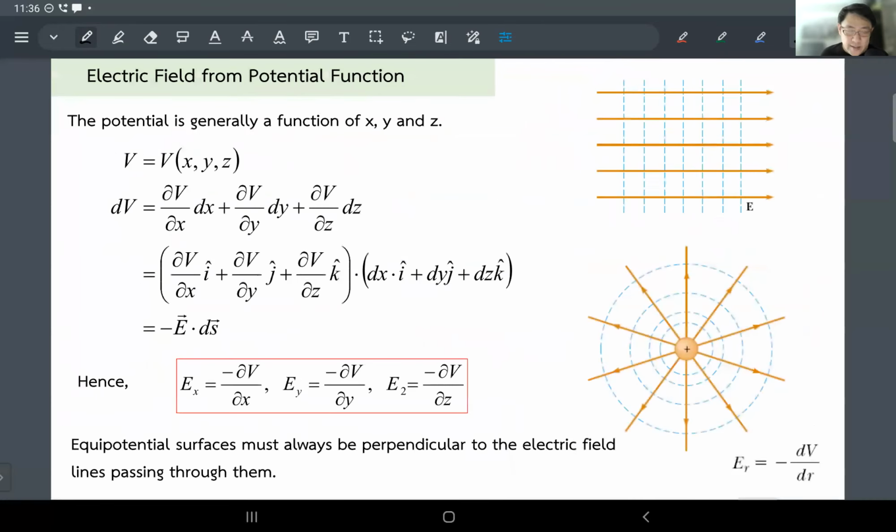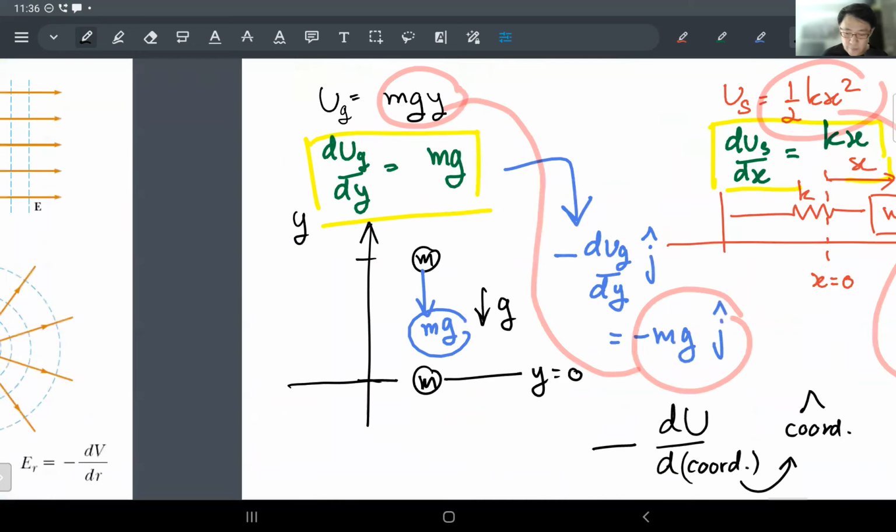So what we can do is from now on, if you already got the potential, just take the derivative with respect to the coordinates, put the negative sign in front, and you will get the force in that particular direction. Cool. So I'm going to show you what is done here. All right. So here we go.